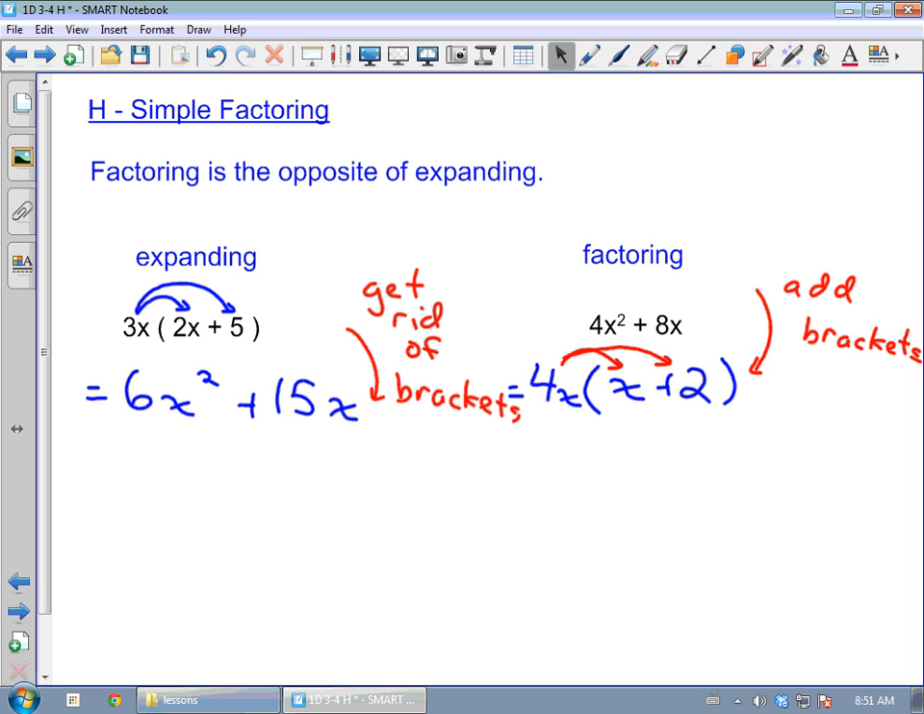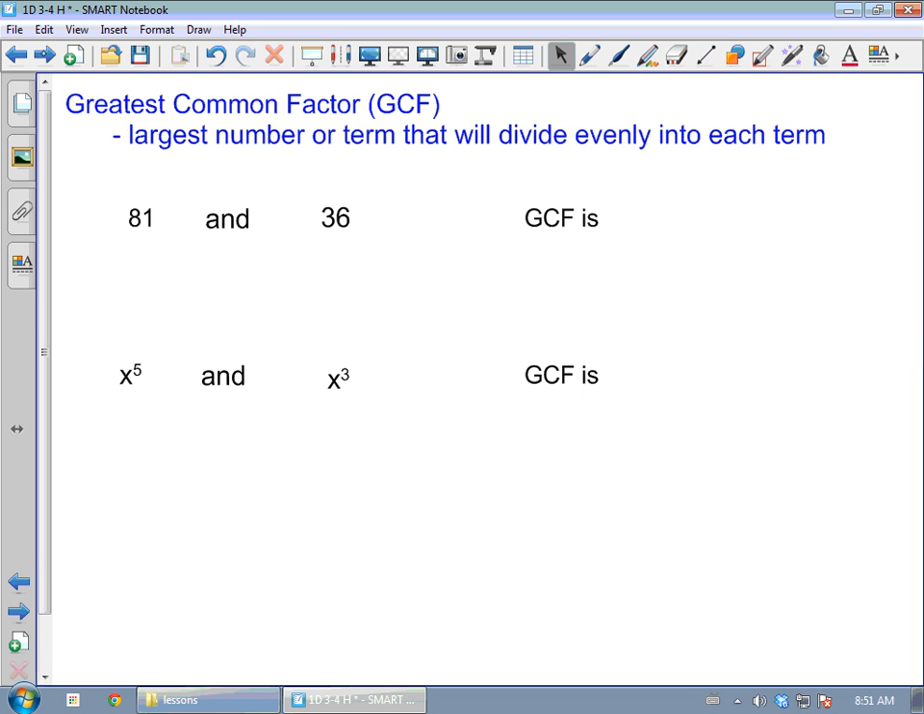But before we look at how we do that, we've got to talk a little bit about what it means to have a factor. And the term we're going to use a lot here is greatest common factor. The greatest common factor is the largest number or term that will divide evenly into each of the terms that we are interested in. As an example, I've got two terms, 81 and 36. I am looking for a number that will divide evenly into these two numbers. In fact, I'm looking for the biggest number that divides evenly into each of them.